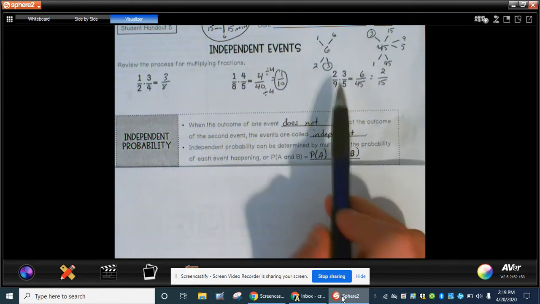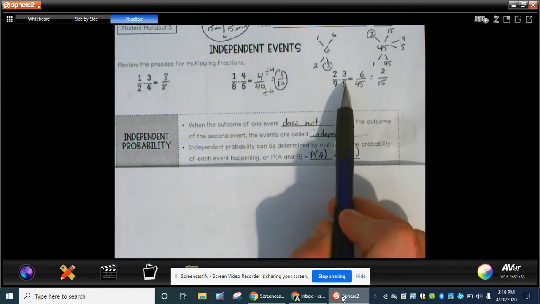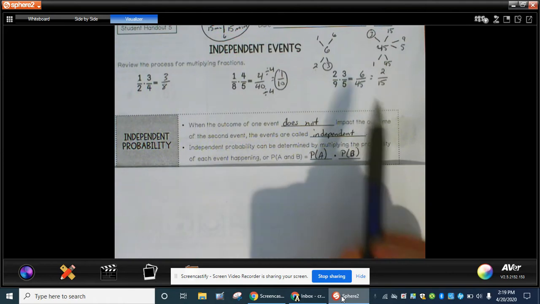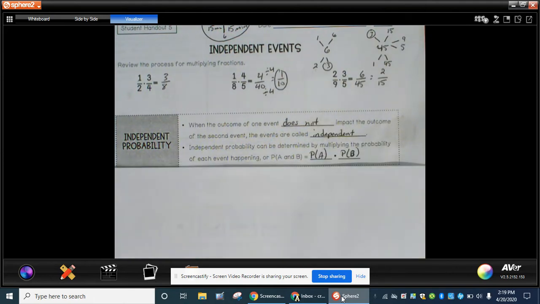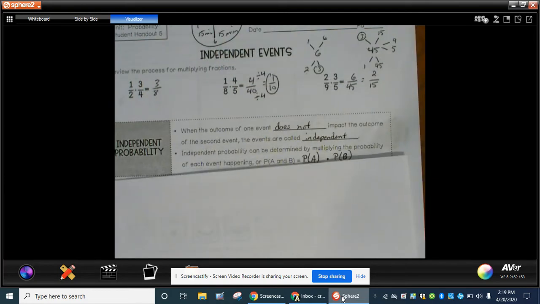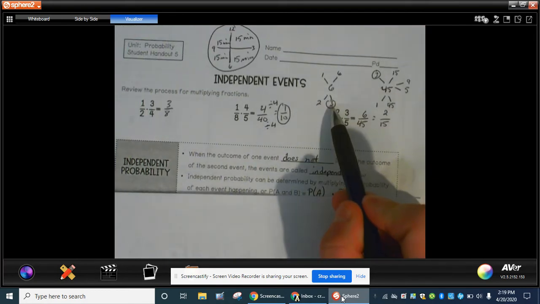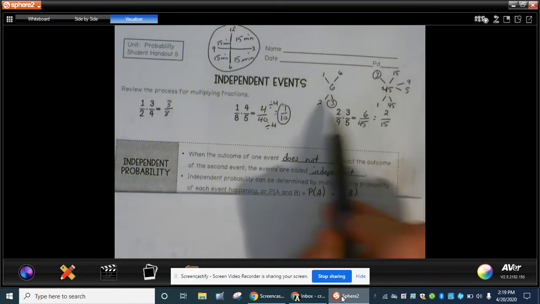All right, so we got 2/9 and 3/5. 2/9 times 3/5 will give us 6/45. Well, look at this. At first glance, you probably would not think that there would be a common factor that 6 and 45 would share, but that is not the case. 6 and 45 do share a factor of 3. Factors are listed here.